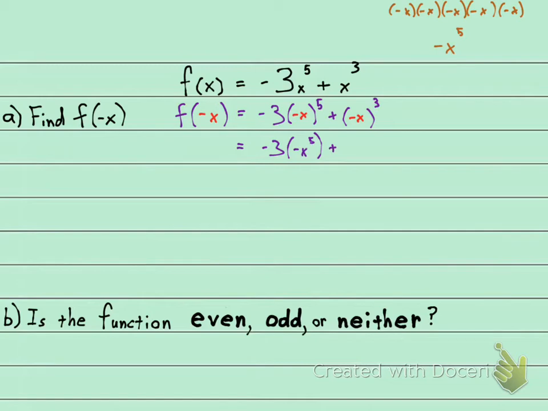Now in this case, the negative is also part of the base, so it's going to happen 3 times. It's going to look something like this. And these 3 negatives will also give you a negative x to the third. So this is going to be plus negative x to the third.